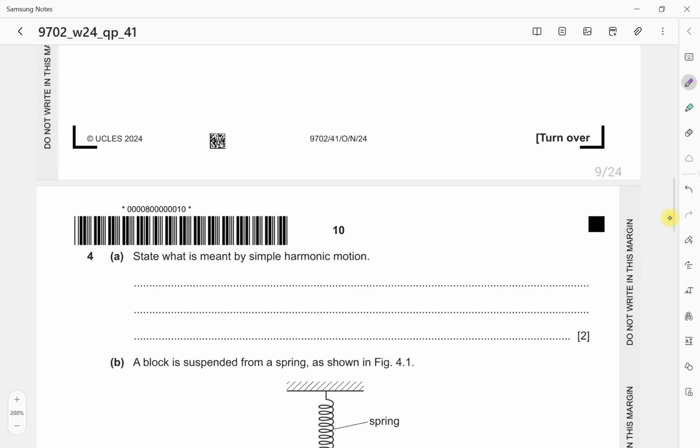State what is meant by simple harmonic motion. Of course, we know that for simple harmonic motion, acceleration is equal to negative omega squared times x. So acceleration is directly proportional to displacement, and acceleration and displacement are always in opposite directions. So this is periodic motion in which acceleration is directly proportional to displacement, and acceleration is always in the opposite direction to displacement.